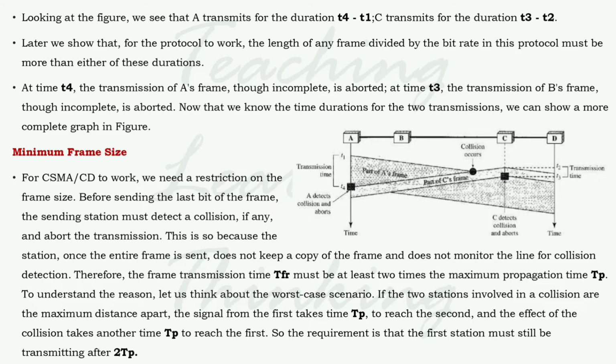To understand the reason, let us think about the worst case scenario. If the two stations involved in a collision are the maximum distance apart, the signal from the first takes time TP, the propagation time, to reach the second, and the effect of the collision takes another time TP to reach the first. So the requirement is that the first station must still be transmitting after 2 TP.